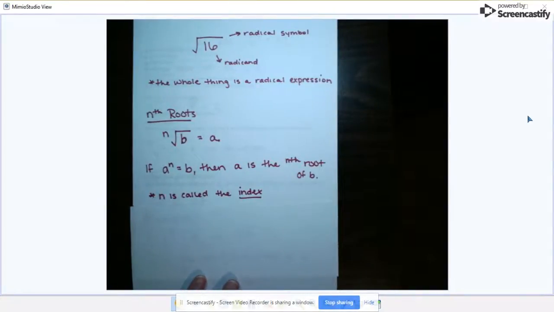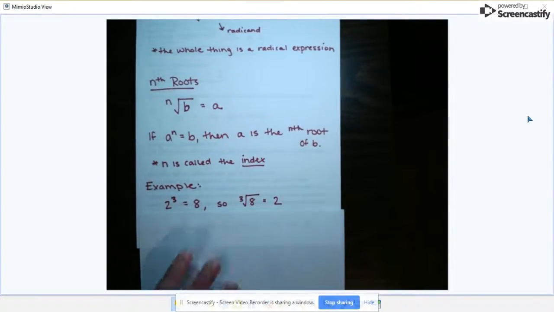Okay. The little n is what we call the index. So if you ever see the word index in math, it's talking about that number in front of your radical. And I want to look at an actual example with numbers, so this hopefully makes a little more sense.